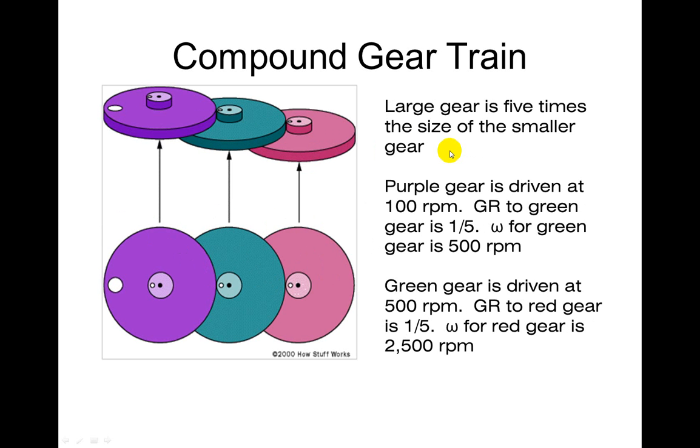Again, if we're still trying to speed it up, notice the large gear is 5 times the size of the smaller gear. The purple gear is driven at 100 RPMs. The gear ratio to the green gear is 1-to-5, so the angular velocity for the green gear is 500 RPMs. The green gear is driven at 500 RPMs now. The gear ratio to the red gear is 1/5, so our angular velocity for the red gear is 2,500 RPMs. So it's going to speed it up by a huge amount.